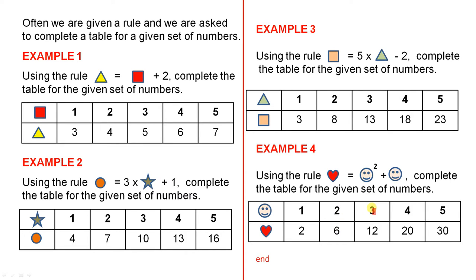3 squared is 9. 9 plus 3 is 12. 4 squared is 16. 16 plus 4 is 20. And 5 squared is 25. 25 plus 5 is 30.